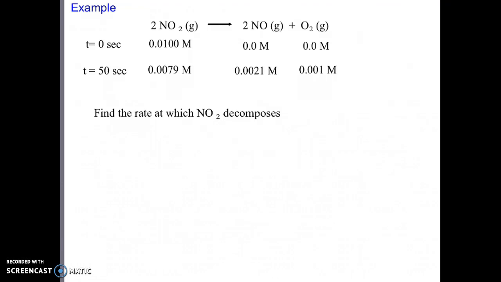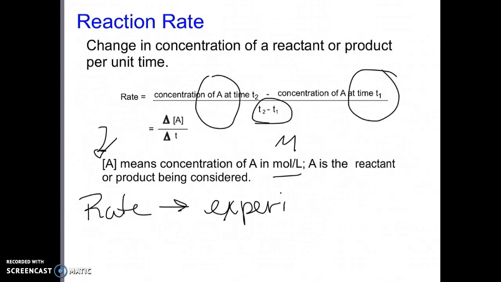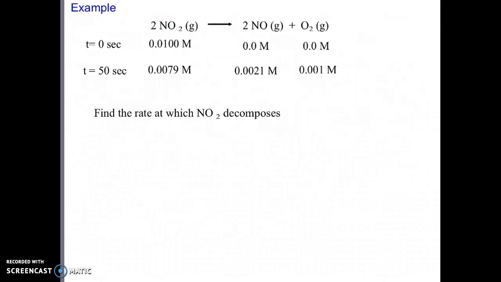Here is an example of a decomposition reaction of NO2. NO2 will decompose into nitrogen monoxide and oxygen. You'll notice that we have some data here. The other thing to know about reaction rates is that rates have to be determined experimentally. You cannot figure out a rate just by theory. You have to do laboratory experiments to make that happen.